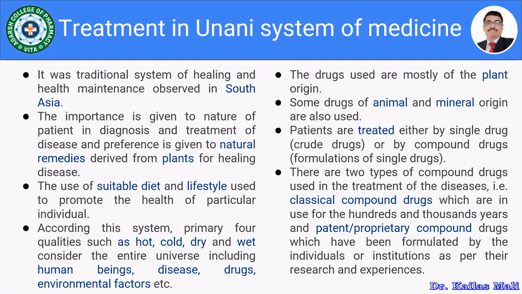Patients are treated either by a single drug, that is a fruit drug, or by a compound drug, that is a formulation of single drugs. There are two types of compound drugs used in the treatment of disease: classical compound drugs and patented or proprietary compound drugs. Classical compound drugs are those which have been used for hundreds and thousands of years, available since ancient times. Patented or proprietary compound drugs are formulated and developed by certain individuals or institutions as per their research and experience.